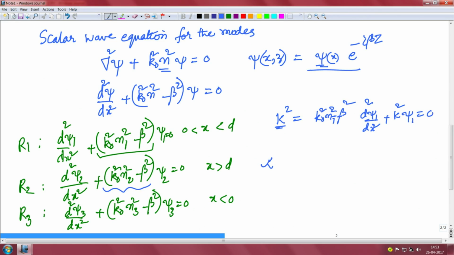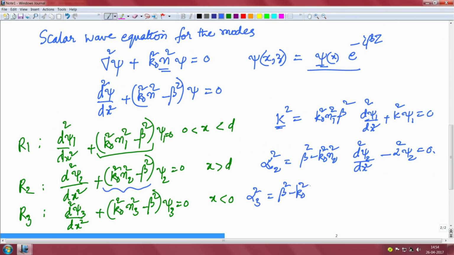And alpha 2 let us define as a positive quantity by beta square minus k0 square n2 square, so that the equation becomes an exponentially decaying field, d square psi 2 by dx square minus alpha 2 square psi 2 equal to 0. And in the region 3 also let us define alpha 3 square by beta square minus k0 square n3 square, so that the differential equation becomes d square psi 3 by dx square minus alpha 3 square into psi 3 equal to 0.